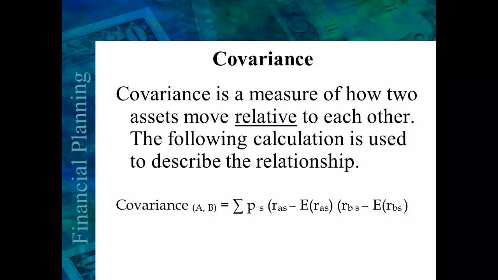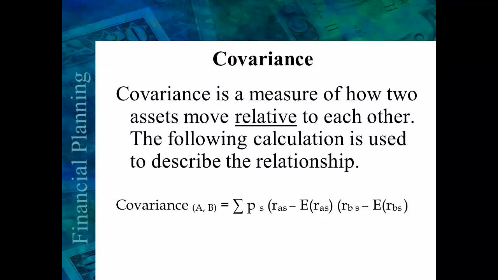So how do you calculate that? First of all, think back to last class when you learned how to calculate the variance of a single asset. That calculation required that you subtract the expected return from the scenario return. Square that difference, and then multiply that by the scenario probability. You did that for every scenario.